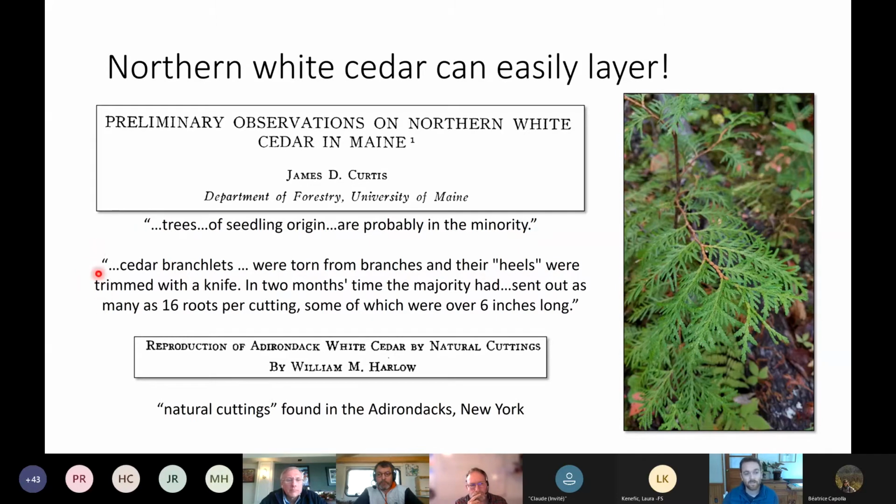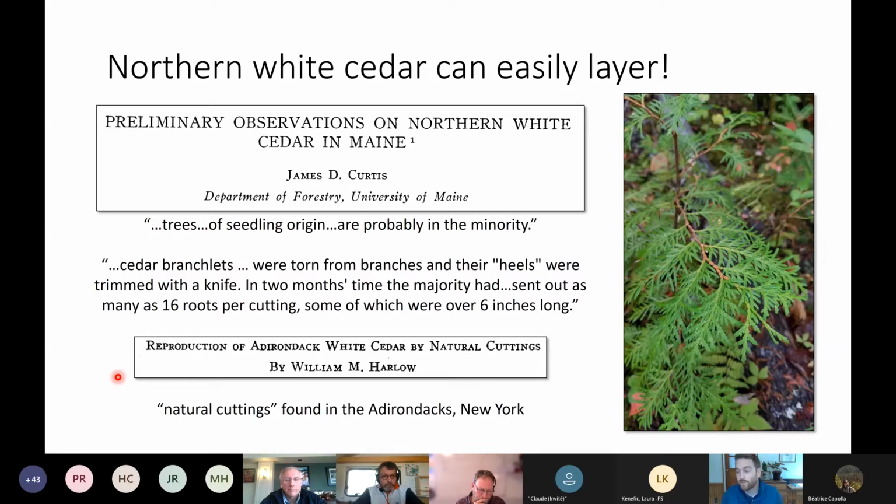Similarly, he did something similar to the experiment Laura mentioned that I'll be talking about a little more today. If you take cedar branchlets, tear them off of the tree, and essentially stick them in the ground, and come back a few months later, the majority of the ones he did that on had up to as many as 16 roots per cutting in 2 months, and some of those roots were over 6 inches long. So that's just taking a portion of the above ground part of the plant and sticking it in the ground. Similarly, there's evidence from other parts of the region outside of Maine where these natural cuttings, so to speak, were being observed in forest understories.